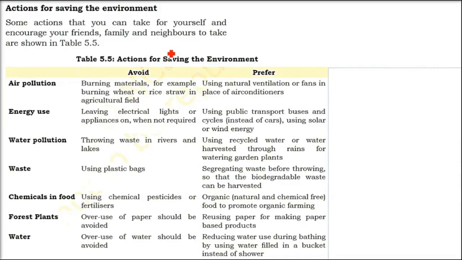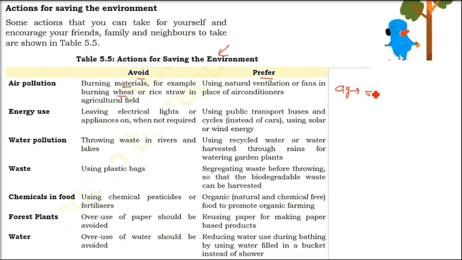So what can be our action for saving the environment? What are our responsibilities? So the first thing is air pollution. How can we avoid it? The avoidance of air pollution is by not burning material. You shouldn't burn material, for example wheat and rice straw, which remain after you take out the wheat and rice grains. Burning of this on the agriculture field or wherever causes air pollution. So what to do? Don't burn it.